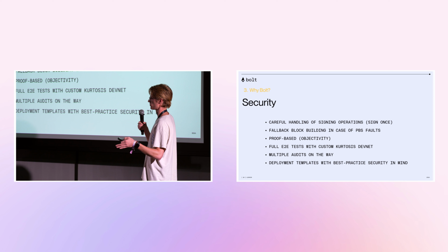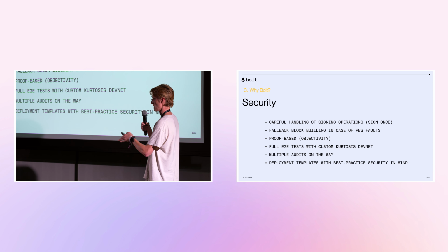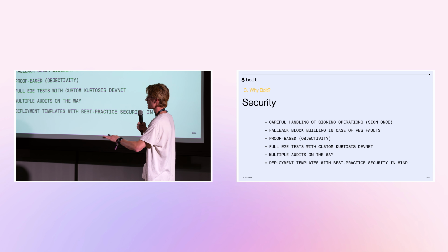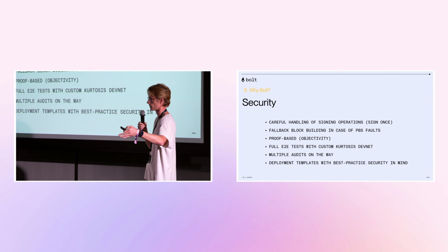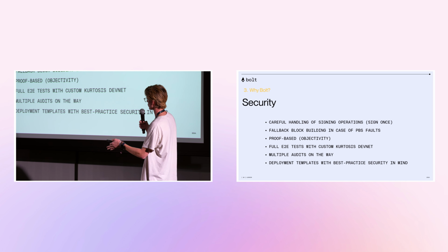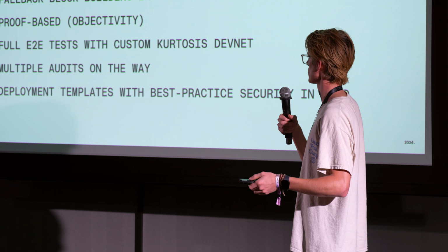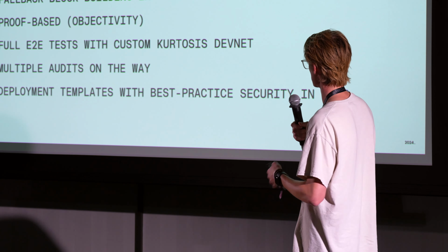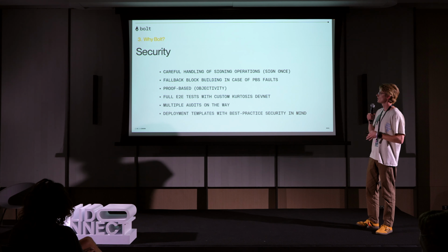Again, this comes back to subjectivity. If there is a failure, it should always point to the proposer. And if the relay or the builder fails, that should never lead to slashing. That's why we have both a proof-based system and fallback block building in case anything downstream in the PBS pipeline fails. In terms of testing, we also have full end-to-end tests with a custom Kurtosis devnet, multiple audits on the way, and we will have deployment templates with best practice security in mind.